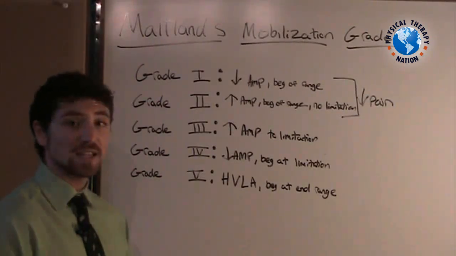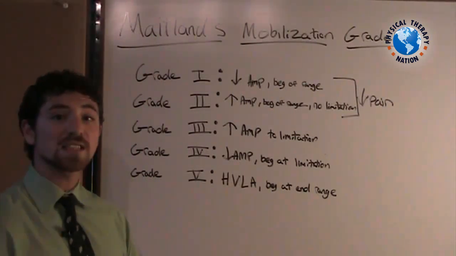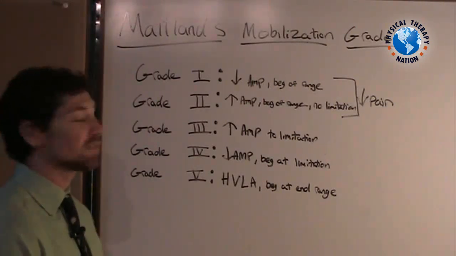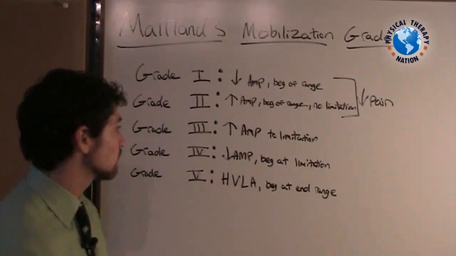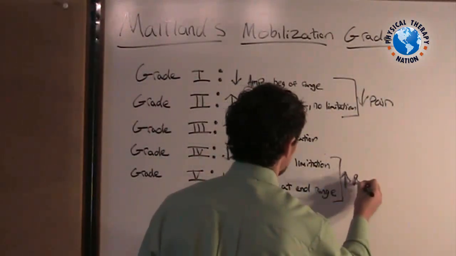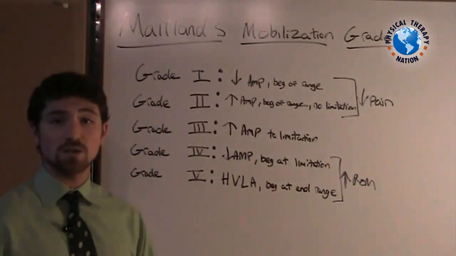A grade 5 technique, of course, is a manipulation. It's a high velocity, low amplitude technique that begins at the very end of the range of motion, just like a grade 4, but the difference here, it's a high velocity, low amplitude thrust. So let's mark this one off here. And here we're increasing range of motion. And those are the grading, and that's a grading scale for Maitland mobilizations.